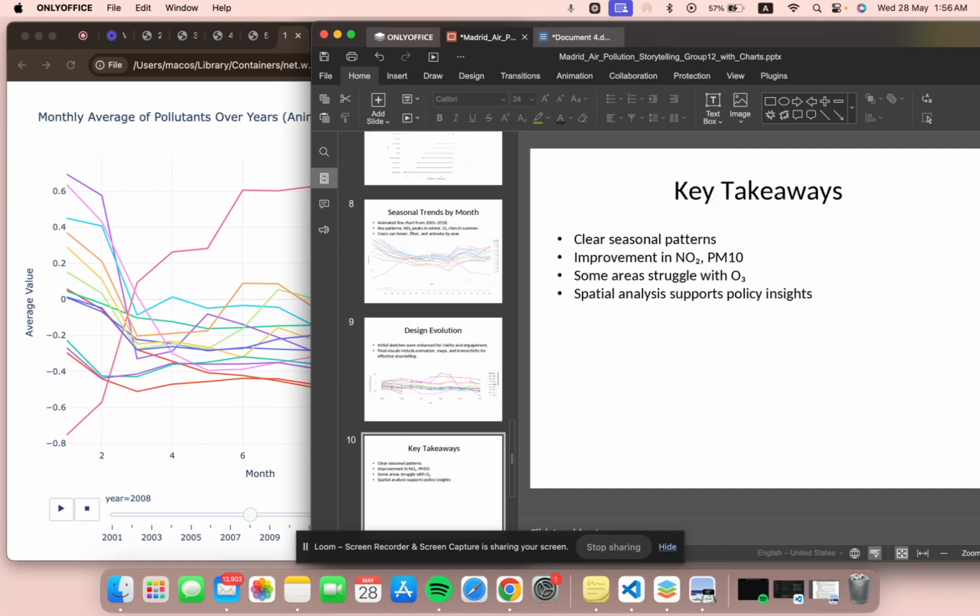So, finally, what did we learn? We learned that overall air quality has improved in the city of Madrid, especially for NO2 and PM10. Some pollutants like O3 remain problematic. Moreover, specific stations showed significant improvement while others regressed. And lastly, we had strong seasonal cycles existing, reflecting human behavior and environmental patterns.